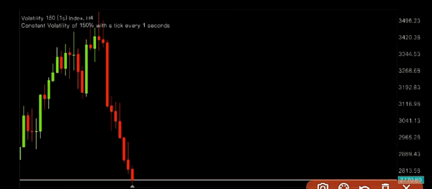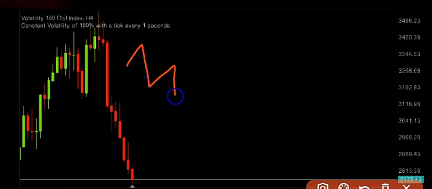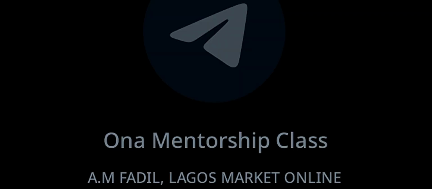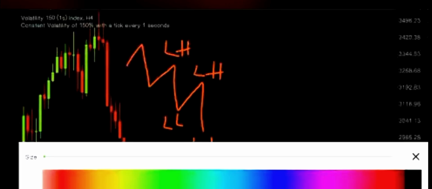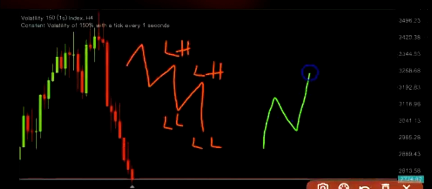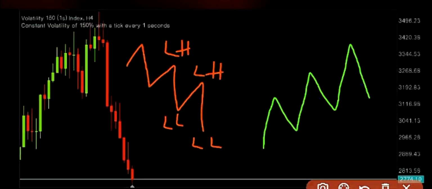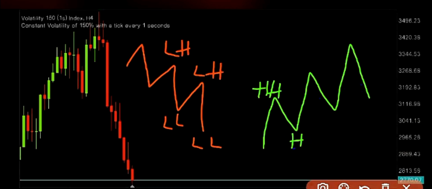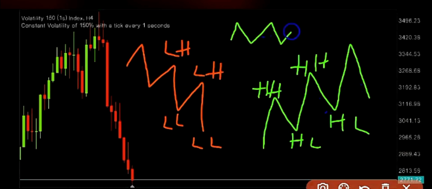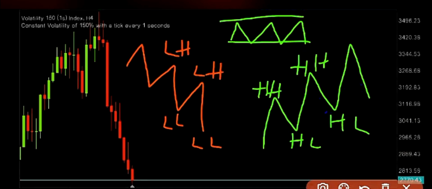We have the downtrend, which consists of lower highs and lower lows. This is what a downtrend consists of, right? Then we have an uptrend, which consists of a higher high, higher low, higher high, higher low. Then the last type of market structure we have is the consolidation, which is ranging. We call it consolidation or ranging market.